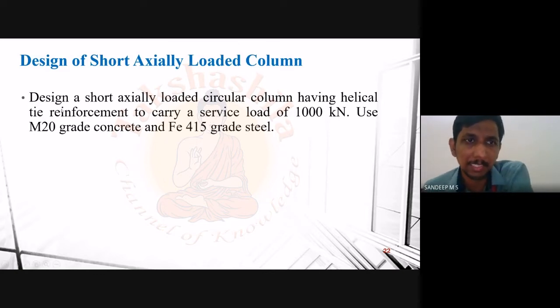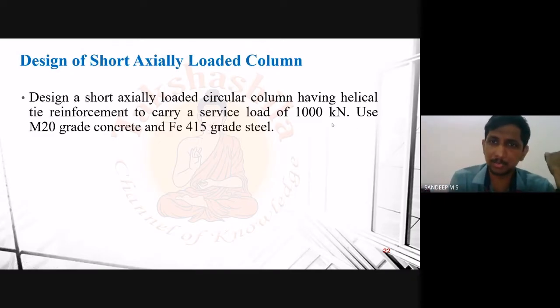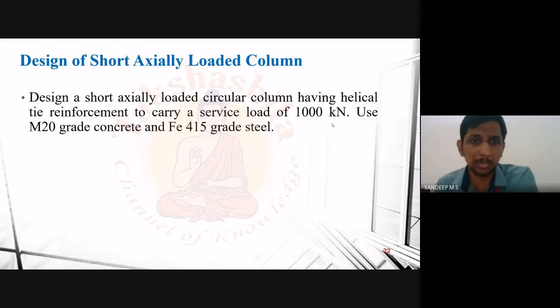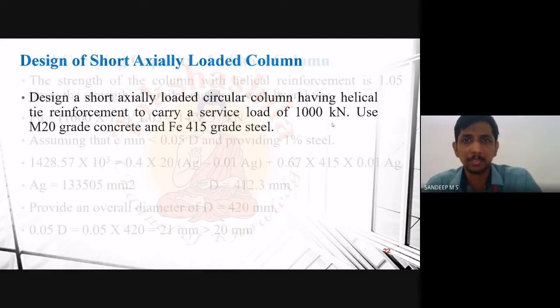So in this case, we are taking a design problem again. Design a short axially loaded circular column having helical tie reinforcement to carry a service load of 1000 kilonewton. Similar question as what we have done now. So again, we have to carry a service load of 1000 kilonewton, and we are supposed to use M20 grade concrete and Fe415 grade steel. So let's see what difference we have here.